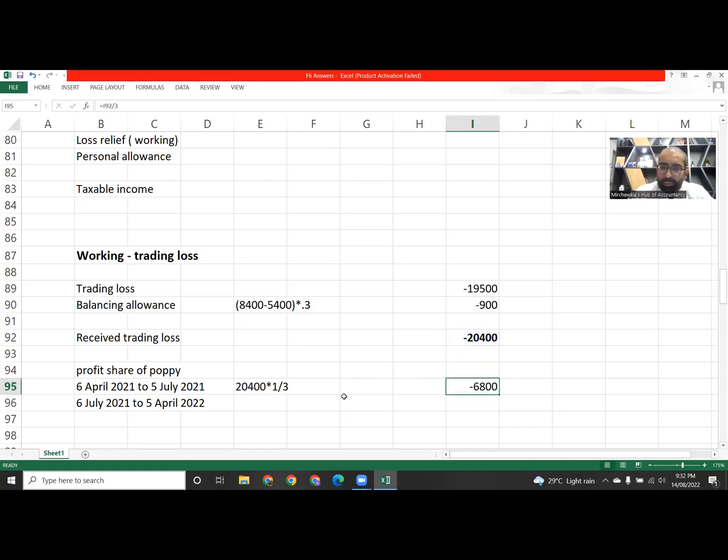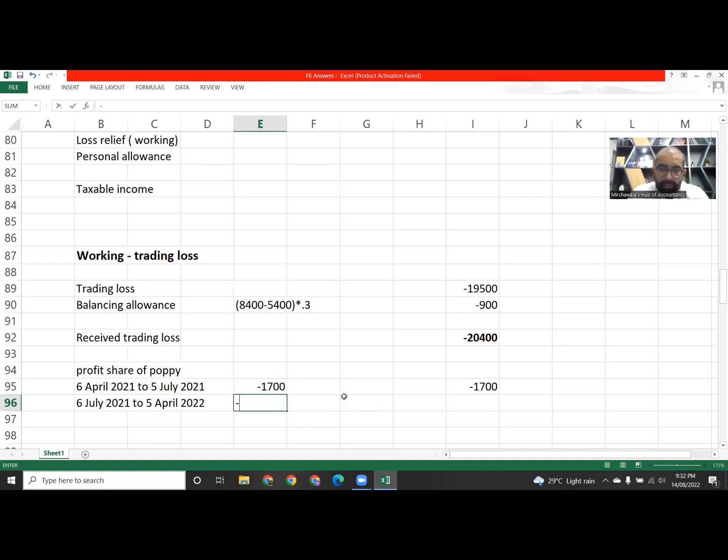Sorry, I forgot, wait. 20,400 is for 12 months. So 20,400 times, sorry, 3 upon 12. First calculate the 3 months. And now what is the Poppy share? In the first 3 months, the partnership share was 1/3. So 1 divided by 3. This is the real working. It's 1,700. Now let's do the next period.